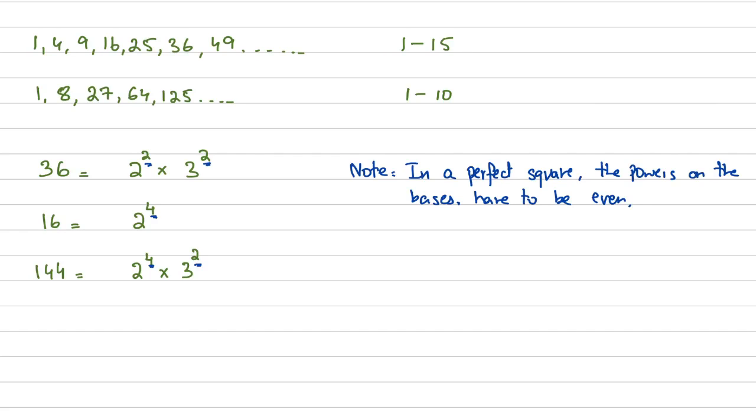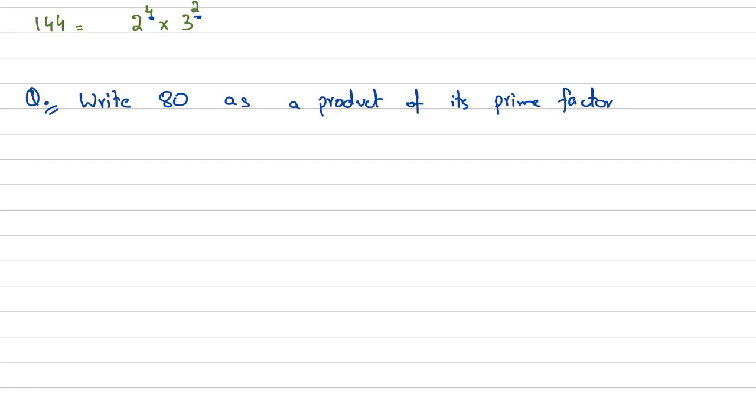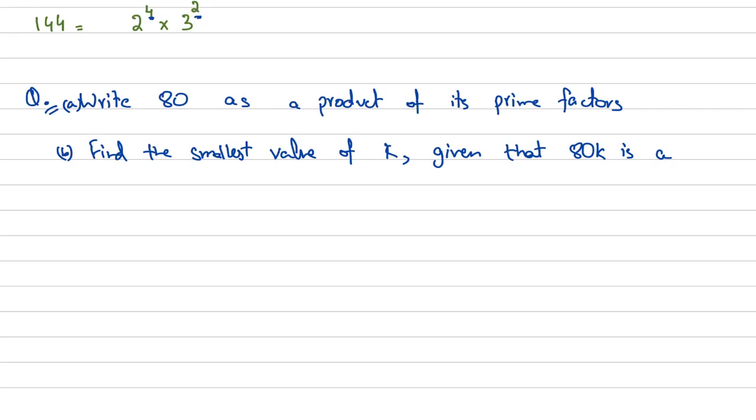So what happens if a number is not a perfect square and the question asks us to turn it into a perfect square? Now I'll show you what I mean by that. A question will look like this. It's going to ask you to write 80 as a product of its prime factors. That's going to be the first part, and the part that will follow will look like this. Find the smallest value of k given that 80k is a perfect square. Now it could be a perfect square, and later on we'll study what to do if we want to make it a perfect cube. So let's write 80 as a product of its prime factors.